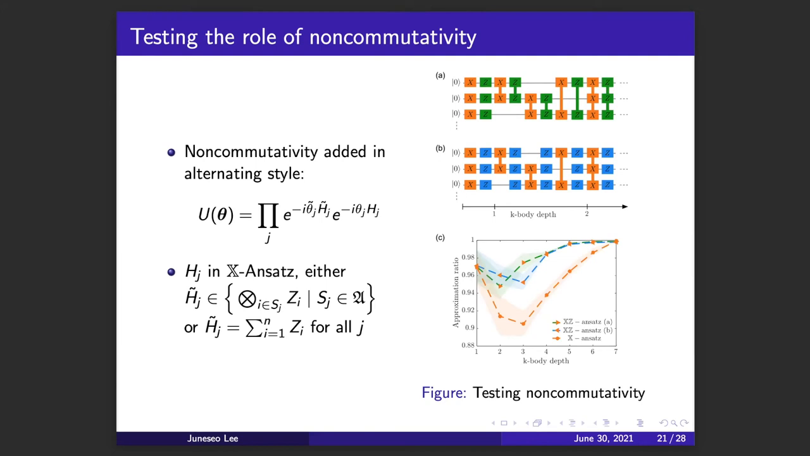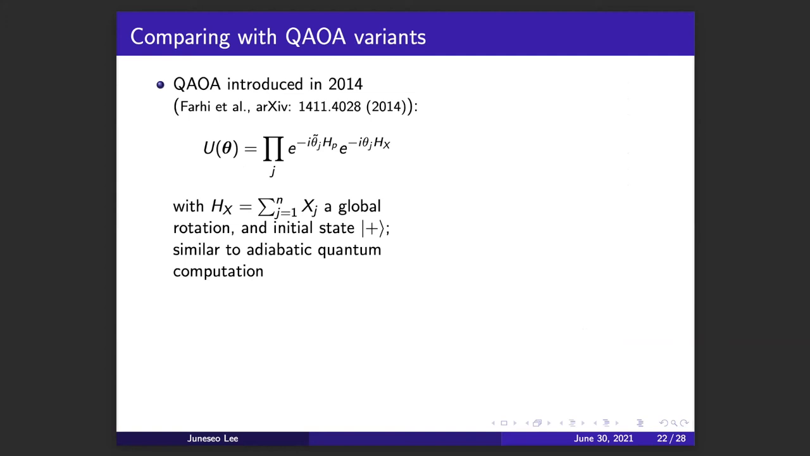And you can see that both ansatzes perform better than the commutative X ansatz, but that both of them also show this slight dip in the approximation ratios. And so to go beyond this simple non-commutativity addition and to possibly get rid of this dip, we then decided to also compare these with QAOA, which, as we probably all know, is a standard way to introduce non-commutativity into an ansatz. QAOA was actually one of the first variational quantum algorithms, introduced back in 2014, and had the repeating form as we see here, where the ansatz consisted only of two different elements, namely the problem Hamiltonian HP and a global rotation HX, which has a very similar form to adiabatic quantum computation.